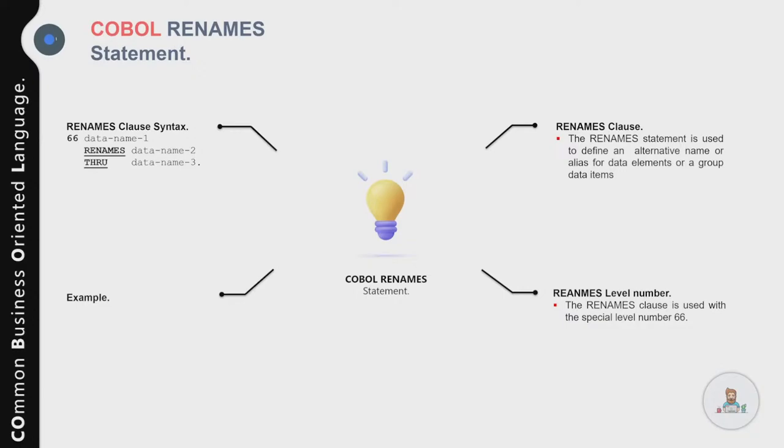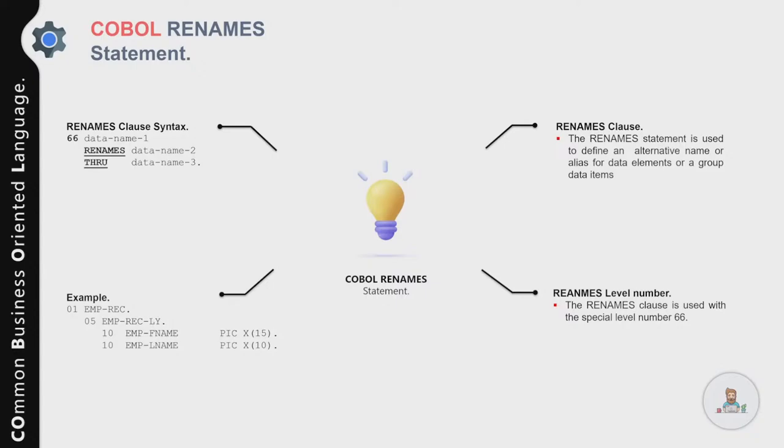Now let's talk about an example and understand how you can use the rename clause in your COBOL program. In the following example, you have employee record, which is defined at level 1. Thereafter, you have employee record layout, which is a group variable, and it is defined at level 5. And it includes two variables. First one is employee first name, that is X of 15. And the second one is employee last name, that is X of 10.